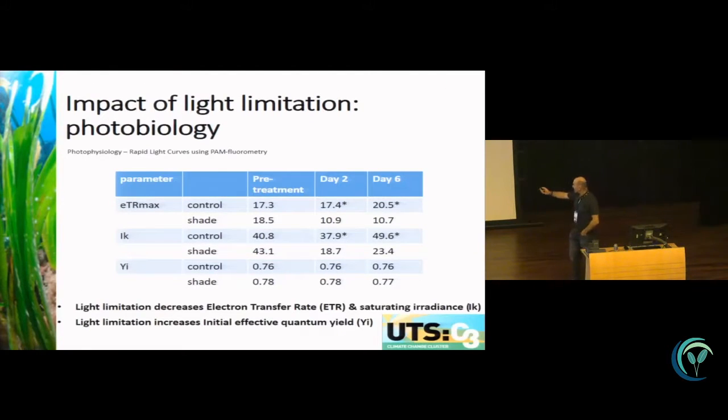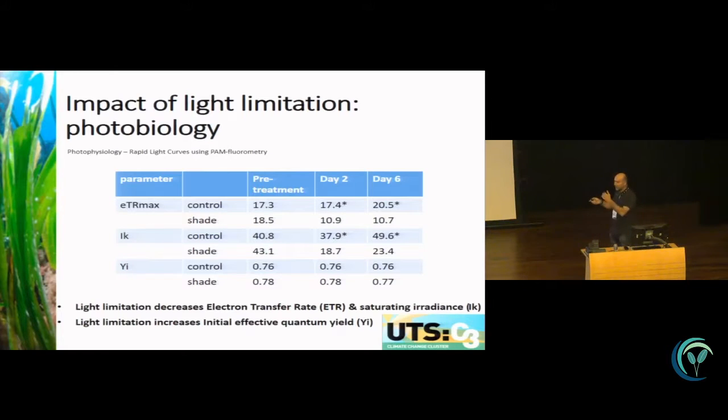Just quickly, the fluorometry data. Before treatment, none of the groups of shaded and control are different. So this is maximum electron transport rate, minimum saturating irradiance, and initial quantum yield. So all identical before treatment. As soon as you drop the light, your electron transport drops, your minimum saturating irradiance drops, and there's no change in the initial quantum yield. Surprise, surprise. Quantum yield doesn't tell you a lot.